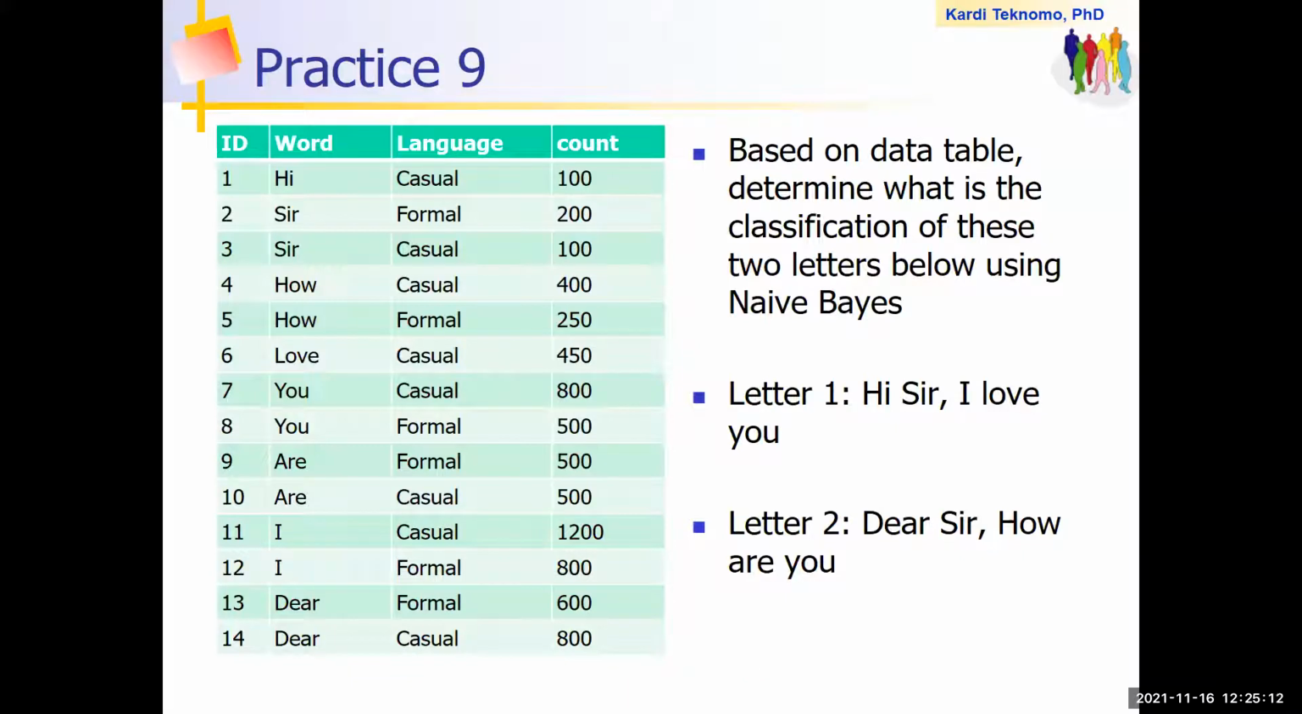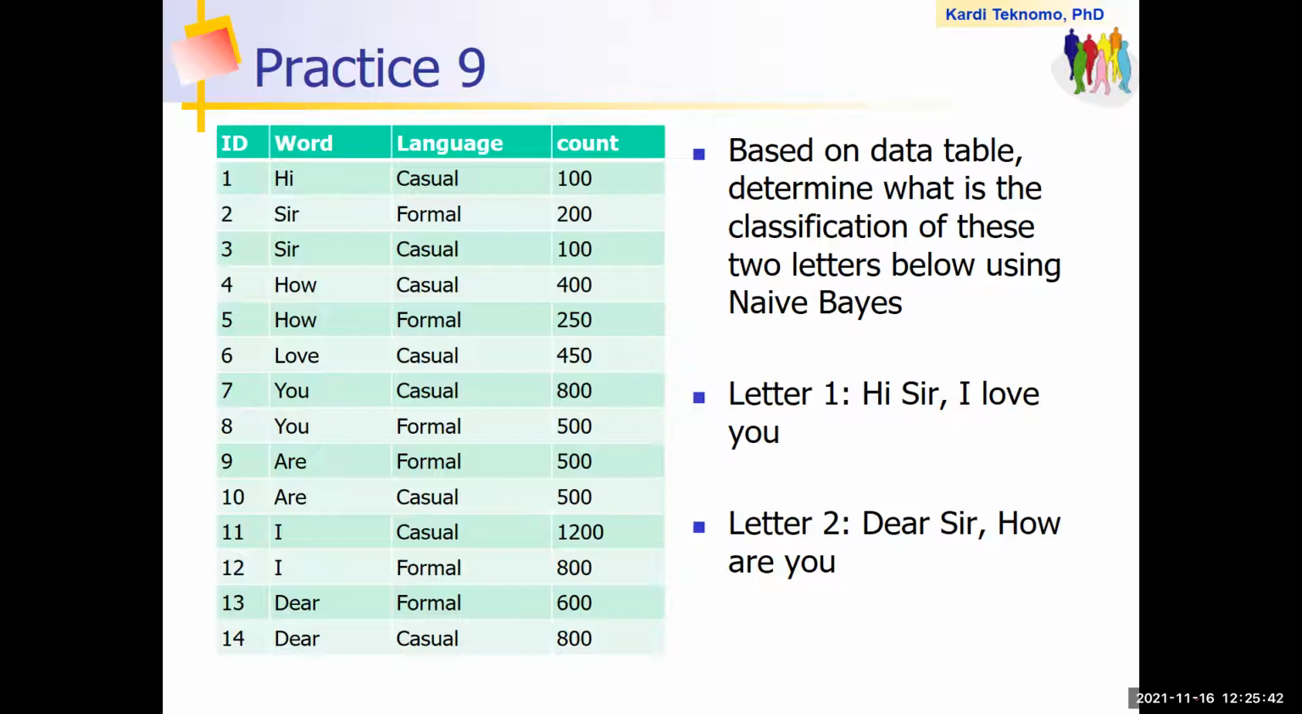the letter example is rather simple. This is for practice only. Letter one is just the content of this sentence: Hi sir, I love you. Letter two consists of: Dear sir, how are you? So this is two letters, and these are examples of the data that you already have. Let's assume that you already have this data.